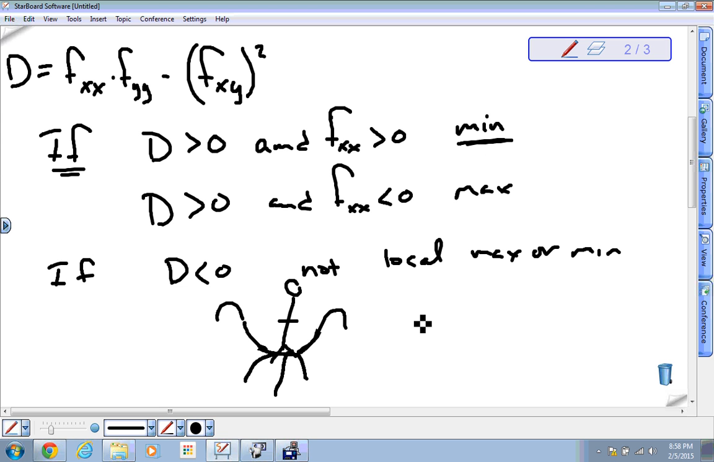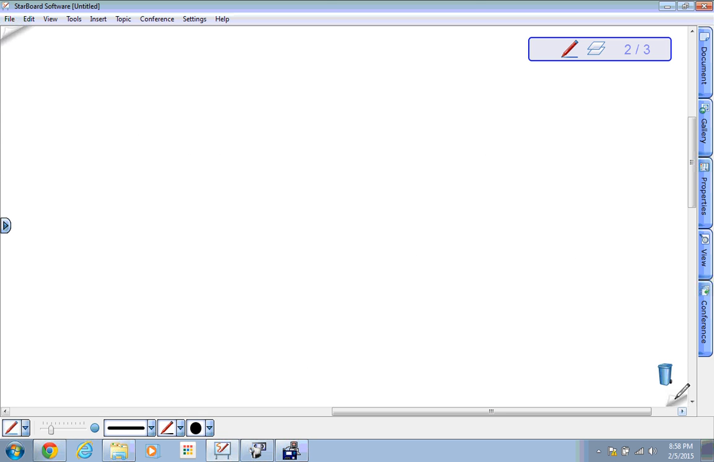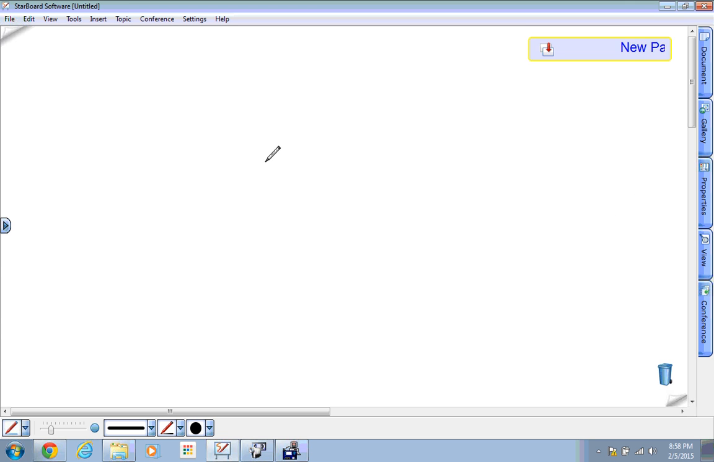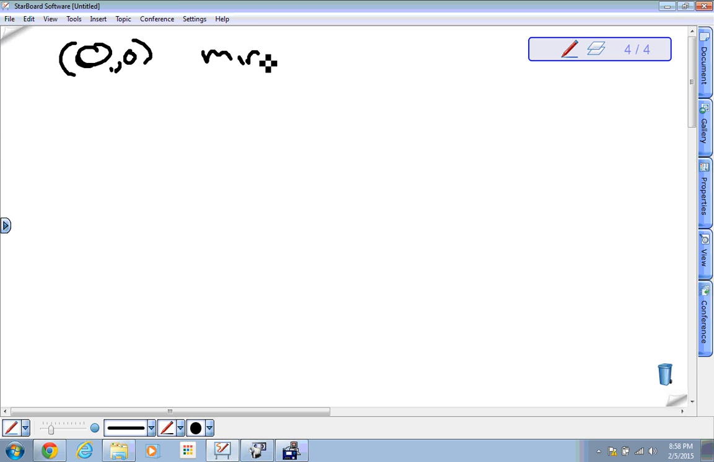Therefore, we would have a minimum value. So what we're saying here is this. We're saying that 0, 0, 0, 0 represents a minimum. Now, I don't want to bore you to tears with the details because you know this.